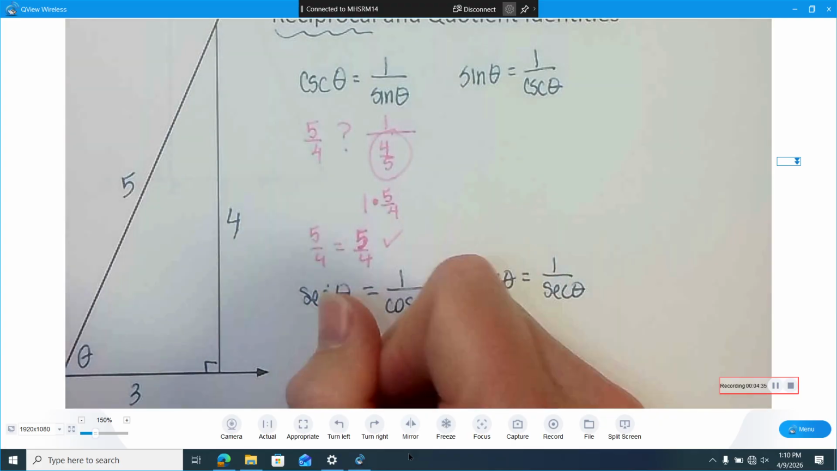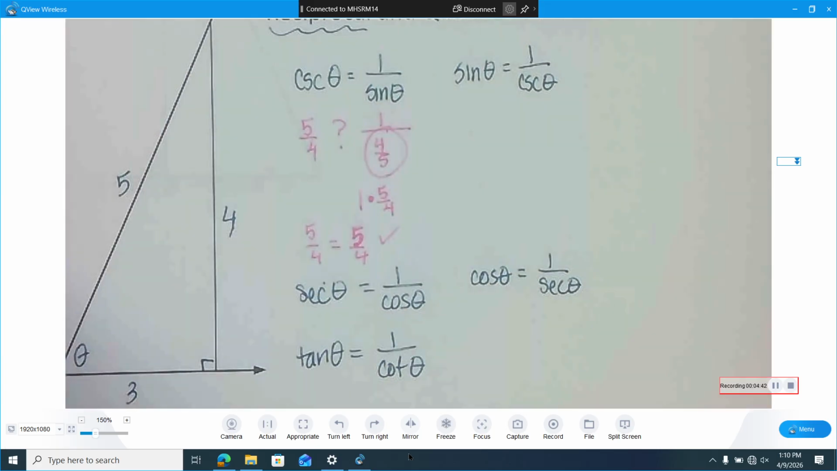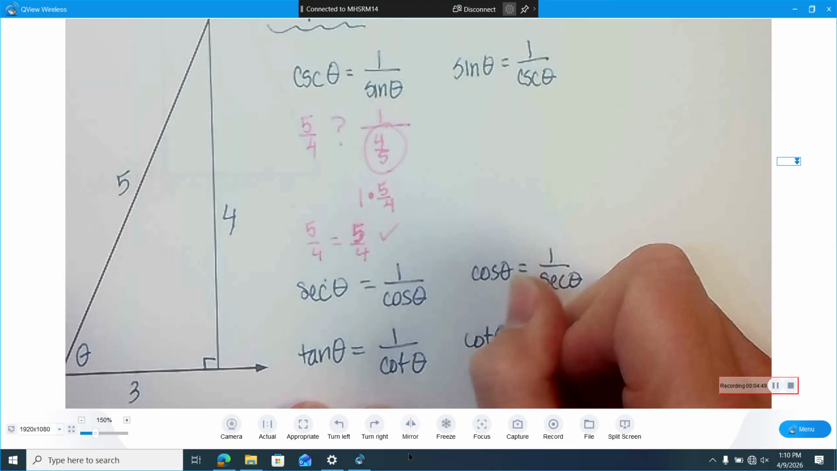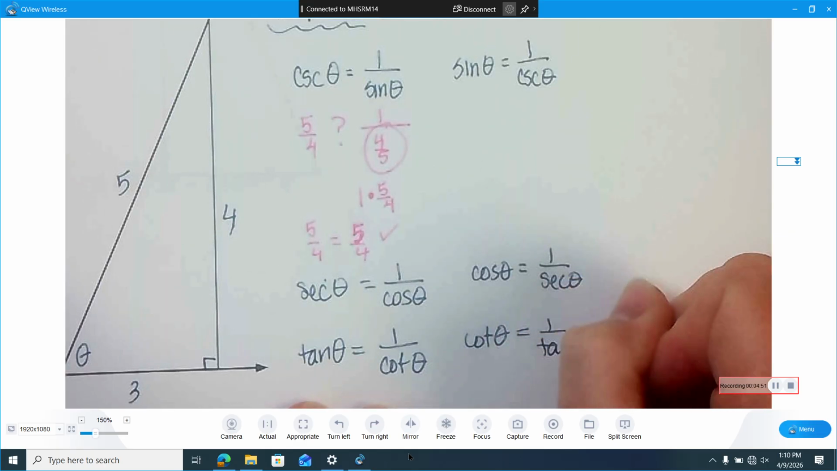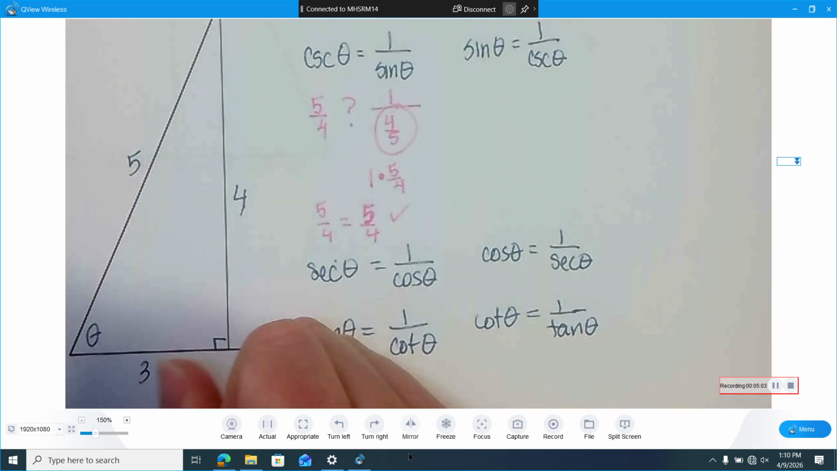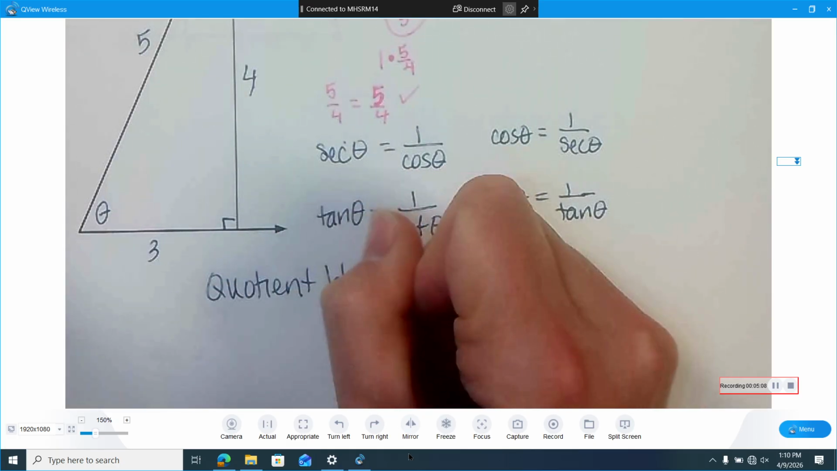Okay, and then we have cotangent and tangent, which are reciprocals. So tangent equals 1 over cotangent of theta, and cotangent of theta equals 1 over tangent. So these are all things that we already know. We're just going to be using them a little differently now, or actually using them, instead of just numbers. Okay, those were the reciprocal identities. We also have quotient identities.